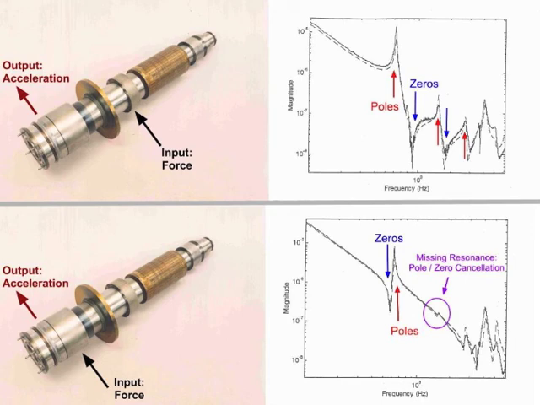Depending upon where the input and output location are, one can make a pair of zeros lie on top of a pair of poles for a flexible structure, and thereby hide one of the resonances, that is, to make one of these modes unobservable or uncontrollable.